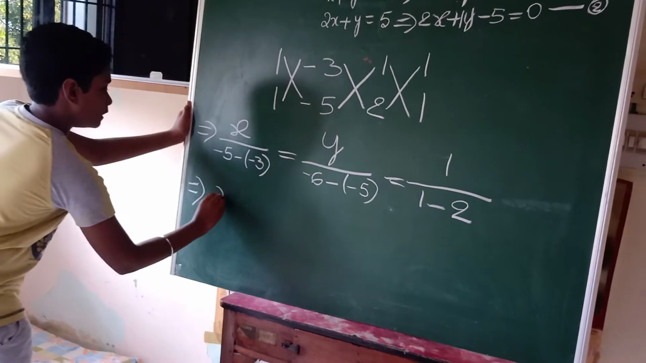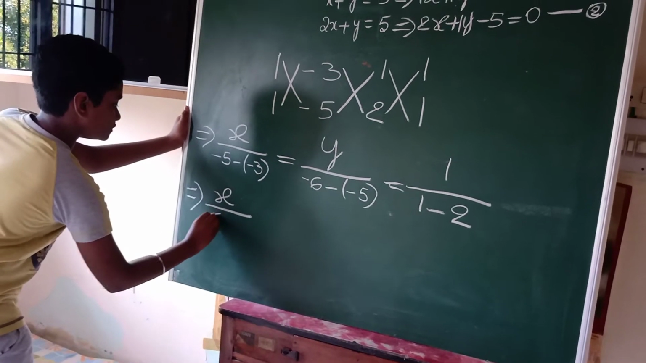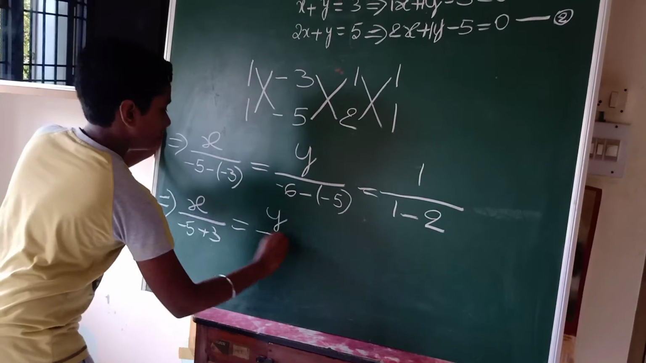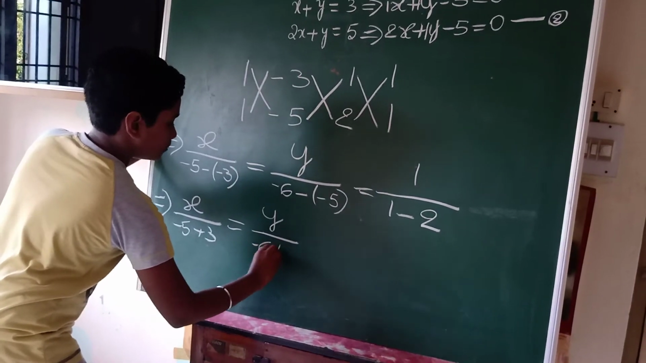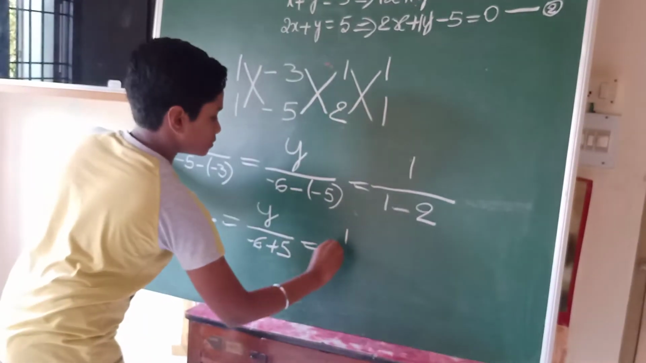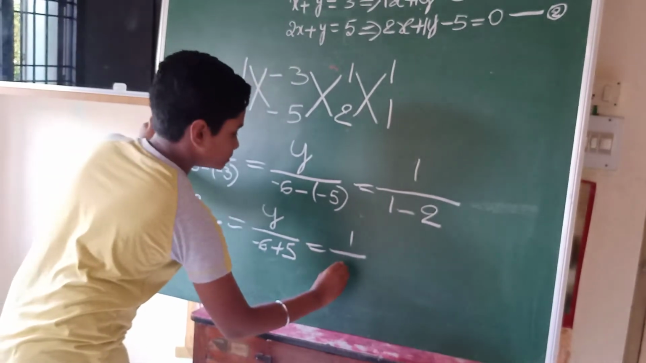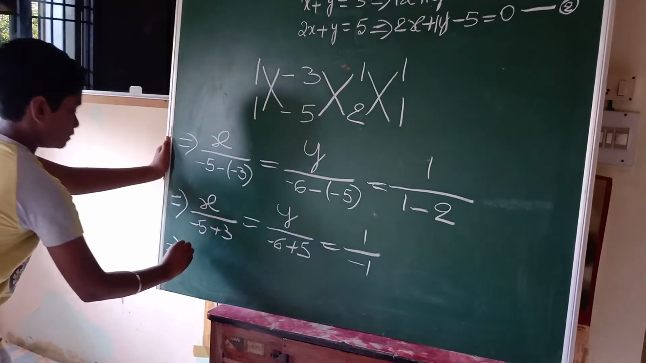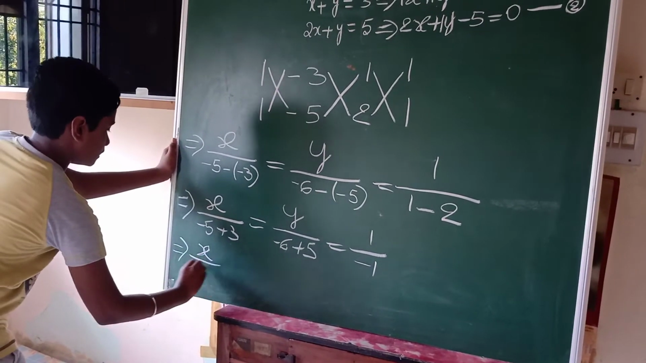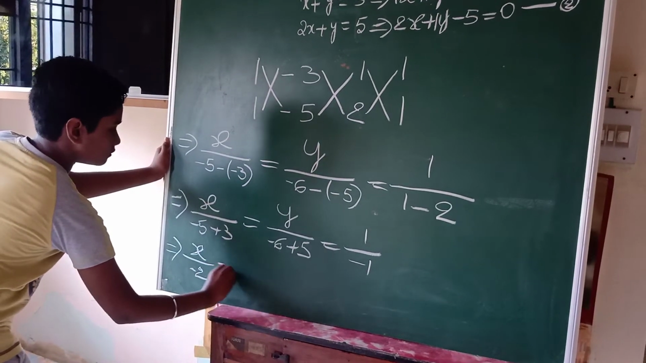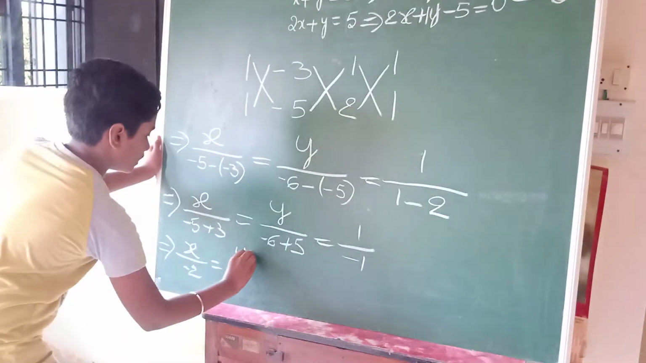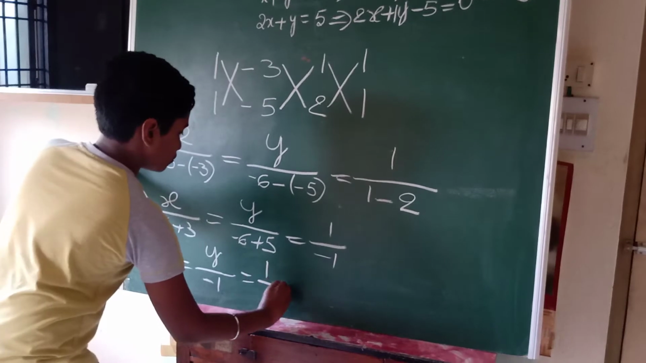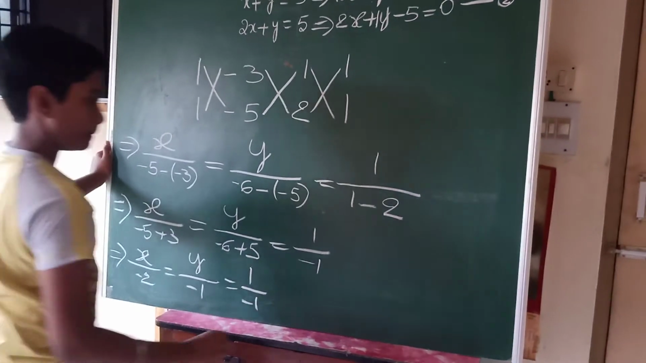Implies x by minus 5 plus 3 is equals to y by minus 6 plus 5 is equals to 1 by 1 minus 2, which implies x by minus 2 is equals to y by minus 1 is equals to 1 by minus 1.